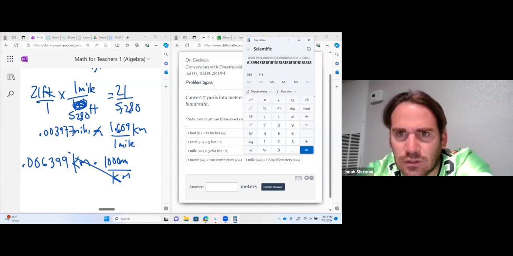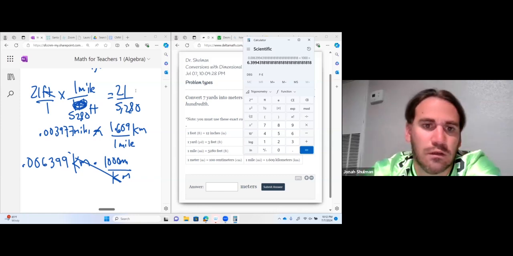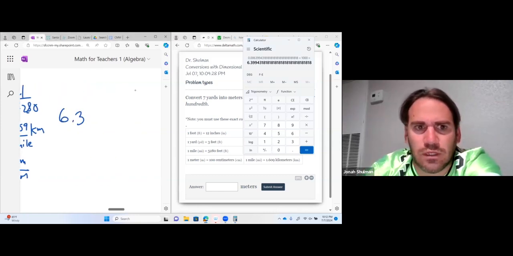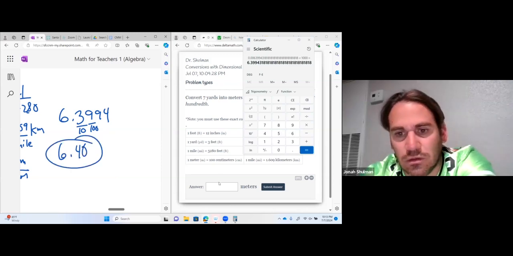And we want this to the nearest hundredth, so 6.39. Well, the hundredth is here, but this is more, right? So we're left with 6.3994. Remember, this is your tenths place, this is your hundredths place, but this brings it up by 1. So it's actually going to be 6.40 rounded.